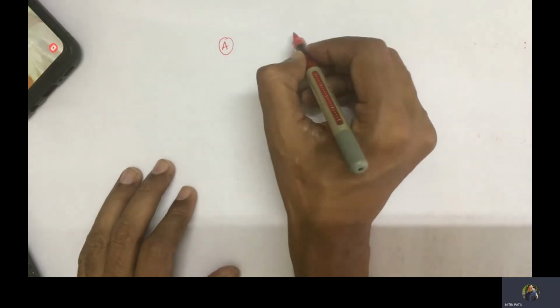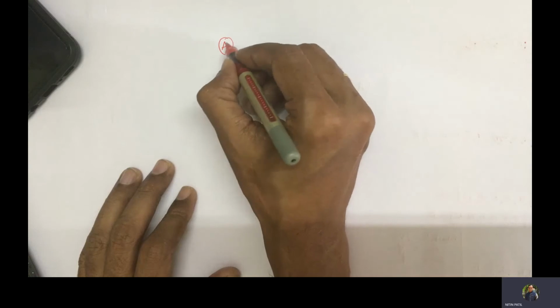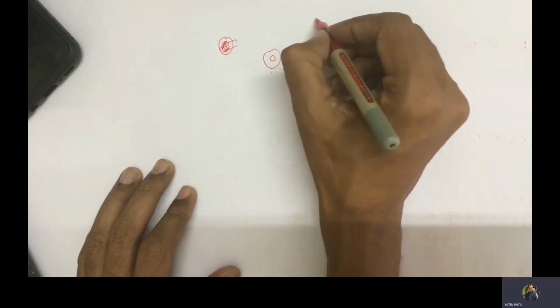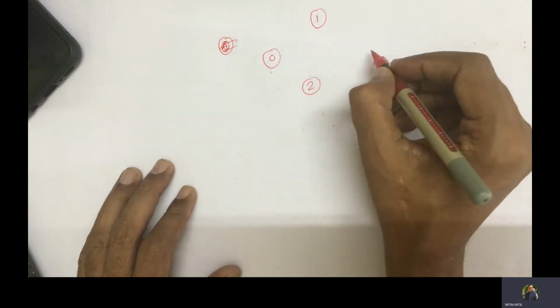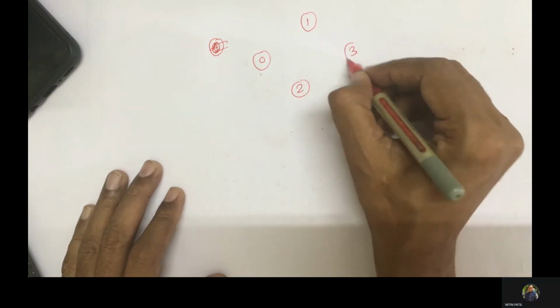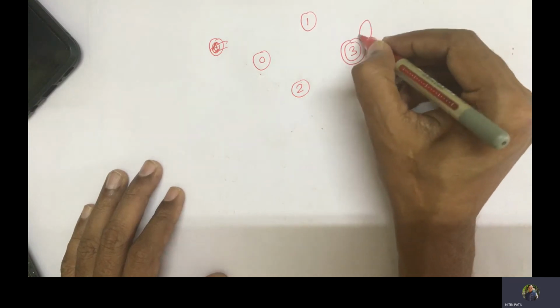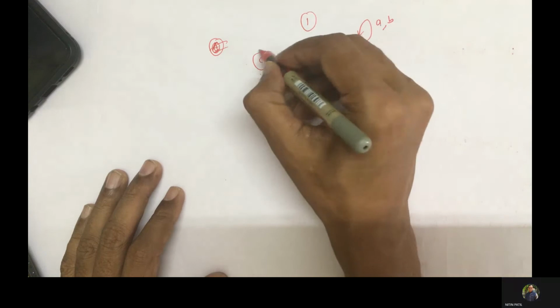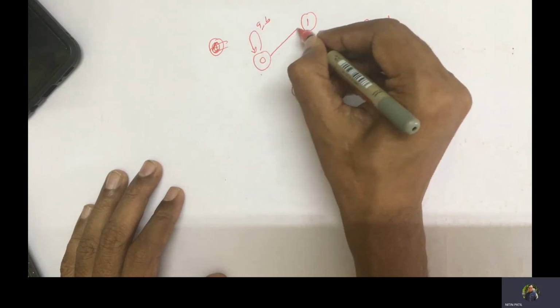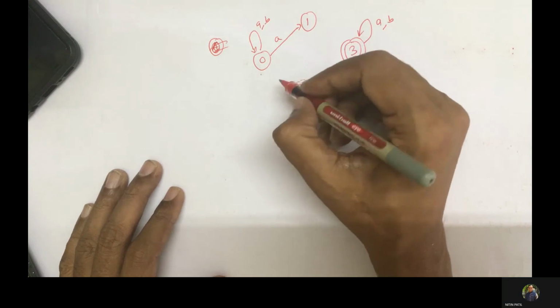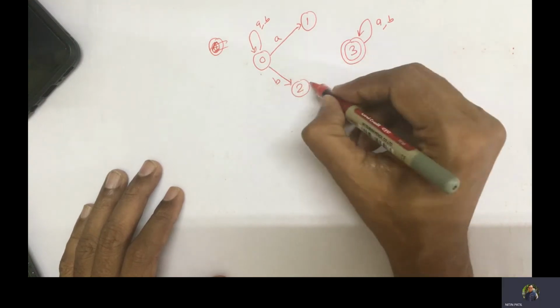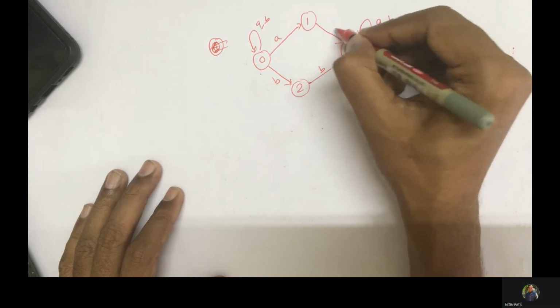Second problem was with respect to construction of a regular expression for the given diagram. So we will have NFA given as A. So I gave the names 0, 1. So let us take the same thing: 0, 1, 2, and we have 3. So this is the double circle. This is A comma B. This was A comma B. This was A. This was B. This was B. This is A.